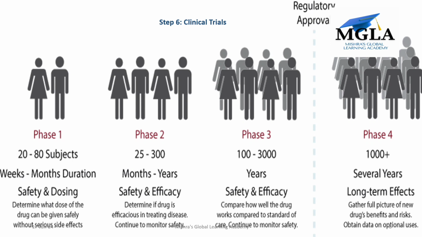Phase 2. The drug is given to a larger group of patients who have the disease. This phase evaluates its effectiveness and continues to monitor its safety. Approximately 33% of drugs make it through phase 2.